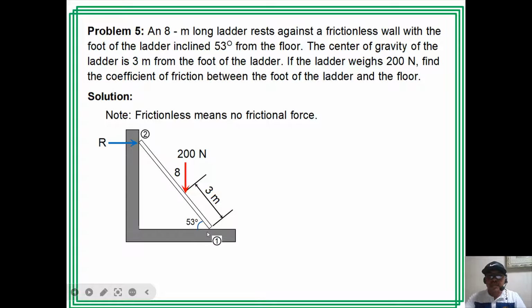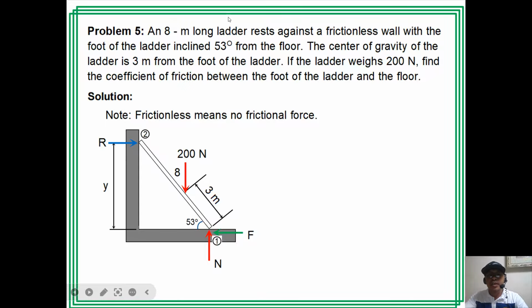At point 1, so this is with friction, we have the normal N, and due to the weight, this will tend to slide along the floor. So we have the friction directed opposite to the motion or the possible motion. Okay. So I will call this distance Y.